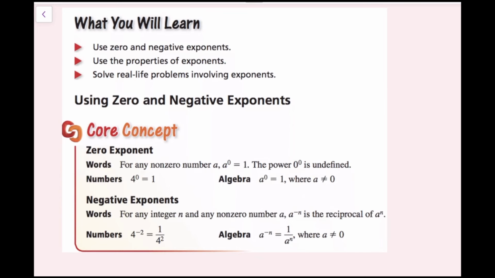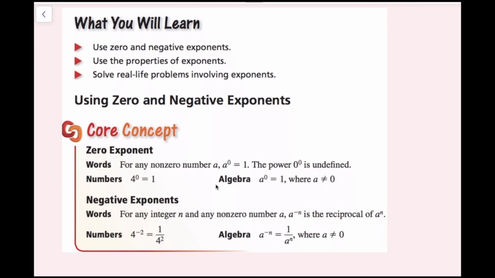The power 0 to the 0 is undefined. The number example is 4 to the 0 equals 1, and then a to the 0 equals 1 when a is not equal to 0. Okay, and I'm going to explain how these work in just a moment.